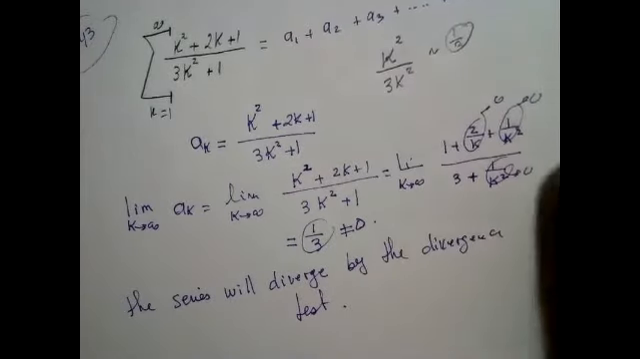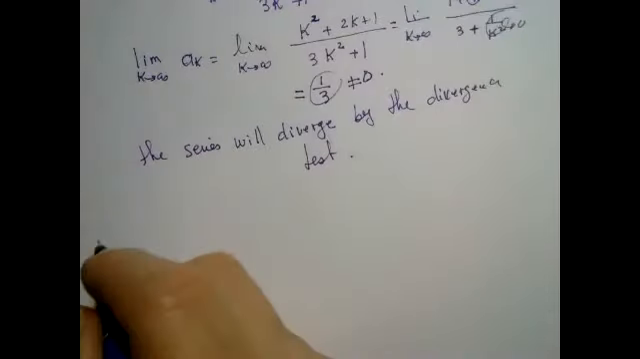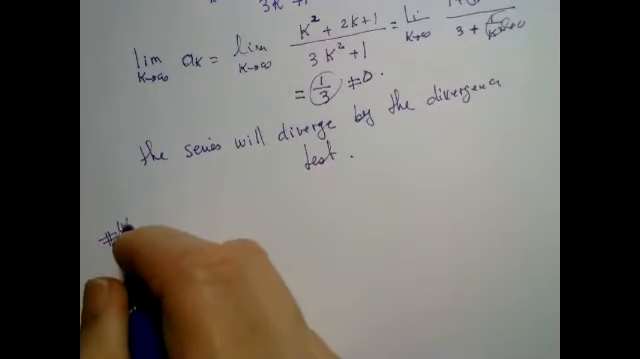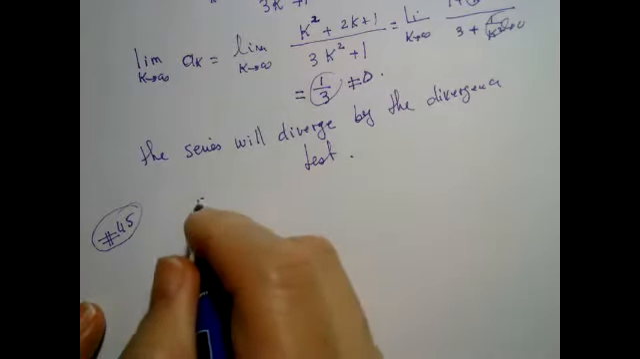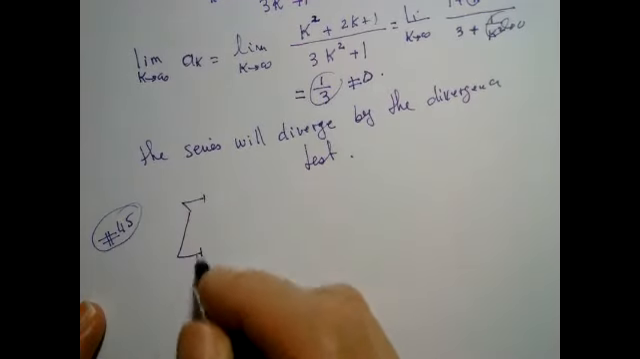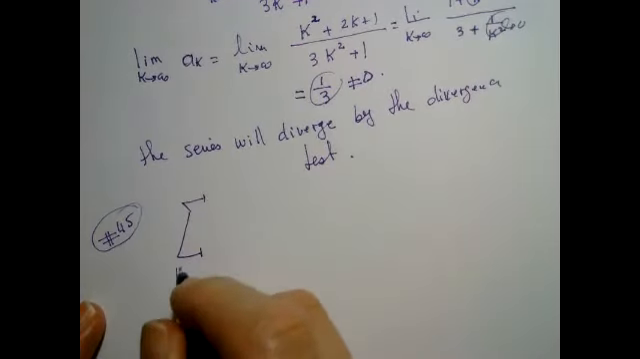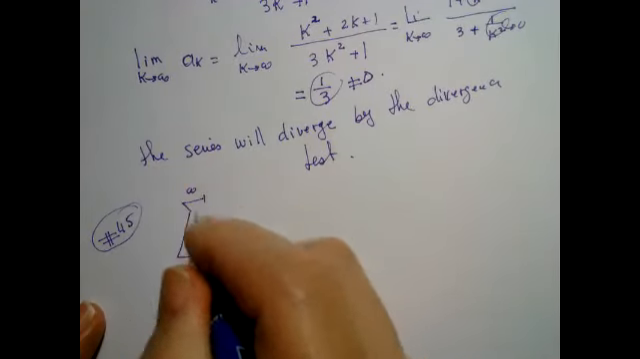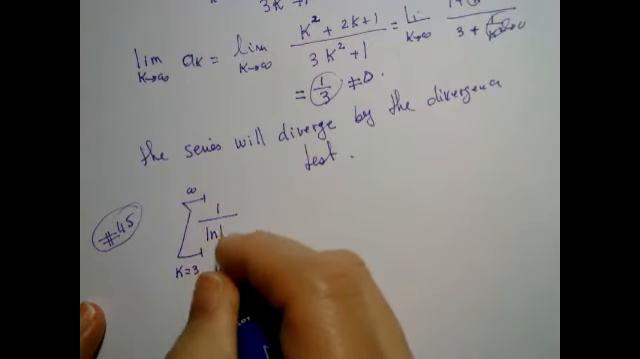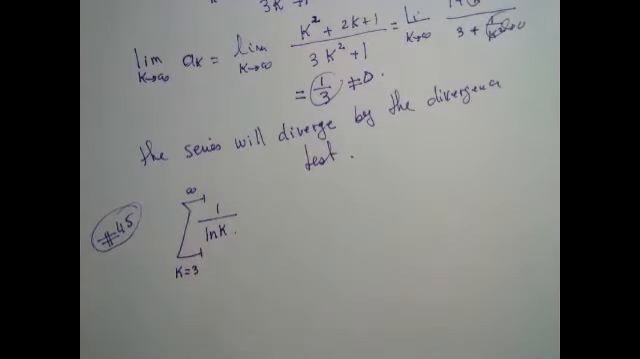We look at 45. The sum for k equal 3 to infinity of 1 over ln of k. Okay, that's a hard one. Anybody has any hint how to do that?